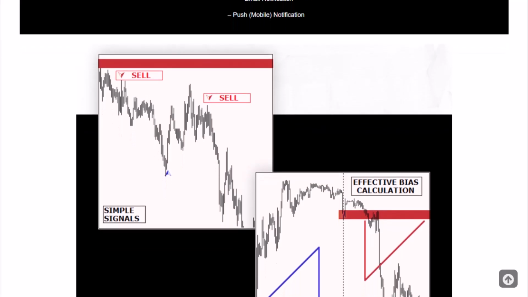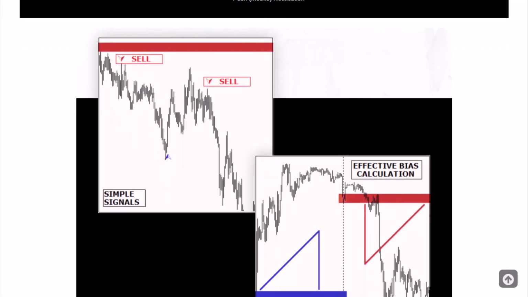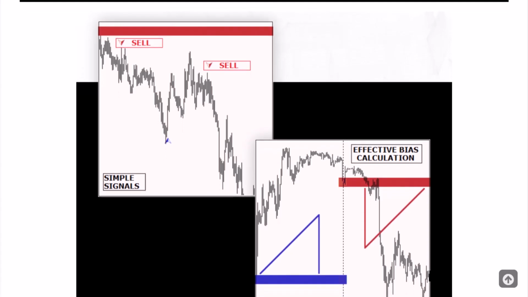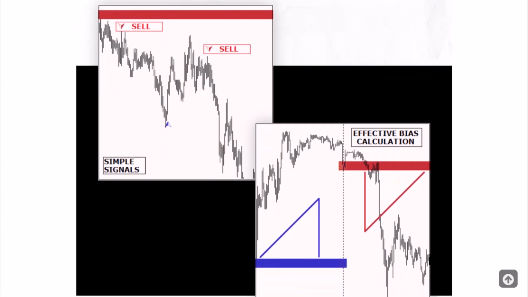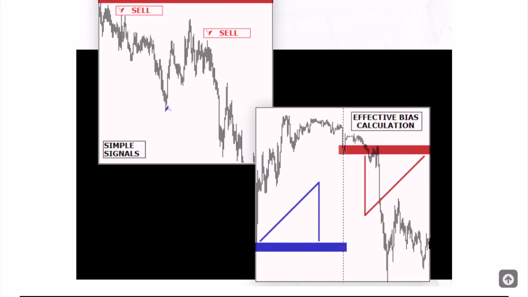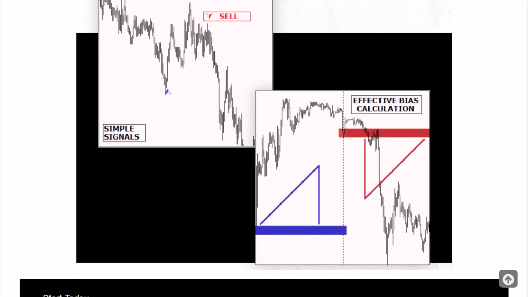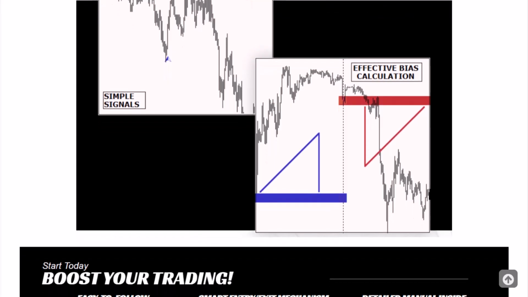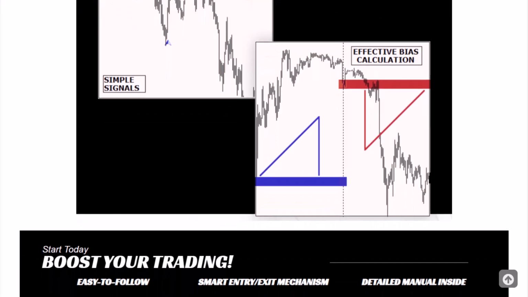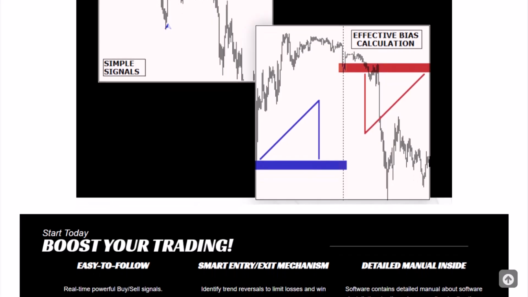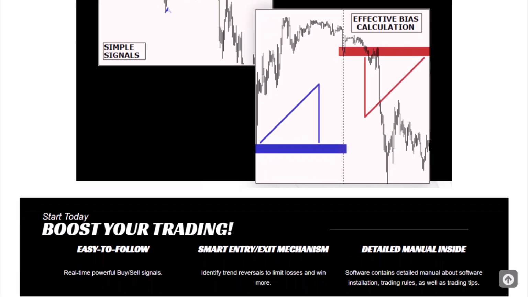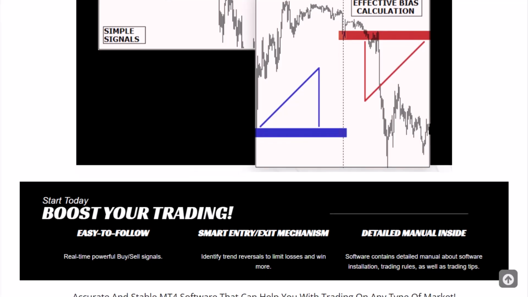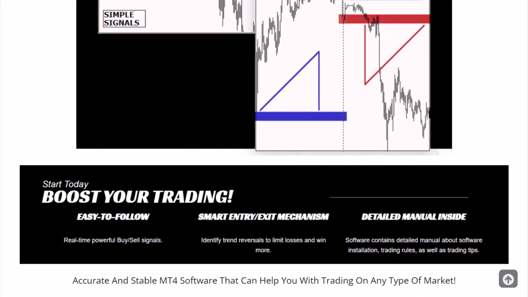FX Block Trader also gives 100% non-repaint signals you can trust, and it works on all MT4 instruments, Forex pairs, commodities, indices, everything. It also includes built-in alerts, so whether you're at your desk, on your phone, or checking email, you'll never miss an opportunity. And if you're a new trader, you'll appreciate how beginner-friendly it is. If you're experienced, you'll love using it as a powerful confirmation tool.